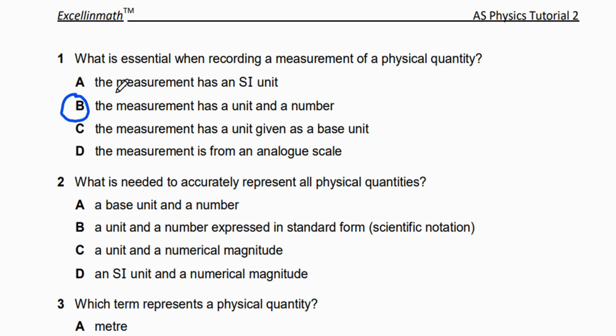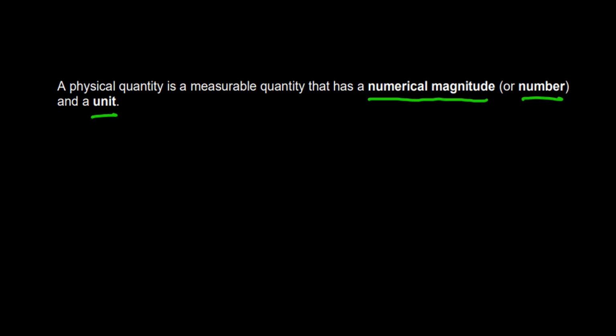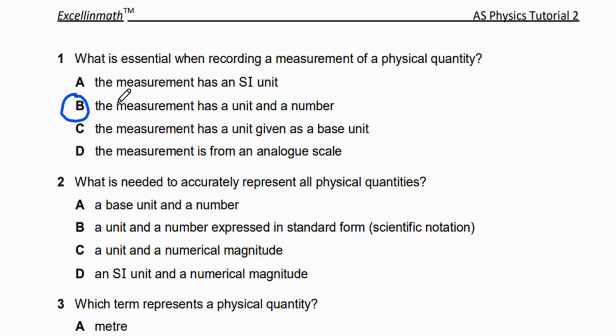Why isn't it A? In A it says the measurement has an SI unit. The definition of a physical quantity doesn't specify that the unit must be an SI unit. So it can't be A. In any case, in A, there's no mention of a number or numerical magnitude.